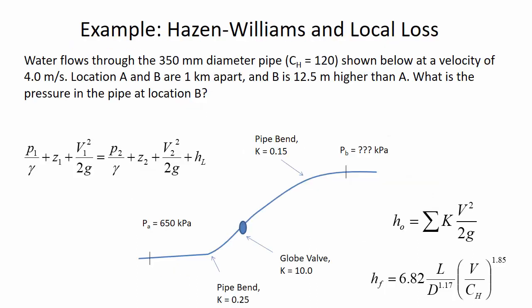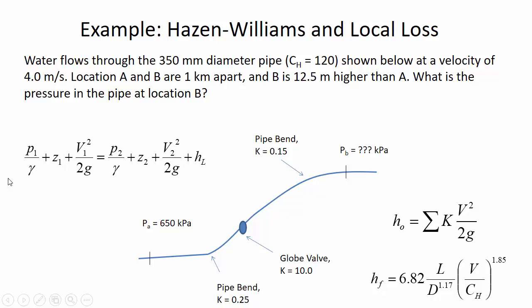All right, let's combine the idea of local losses with another practice problem having to use the Hazen-Williams equation. So the Hazen-Williams equation is characterizing our friction losses. We're going to keep track of the local losses here and assume that we have water going through both a pipe bend, a globe valve, another pipe bend, and we're trying to find out downstream a distance of 1 kilometer what's going to be the pressure at some location where we know the pressure at A.